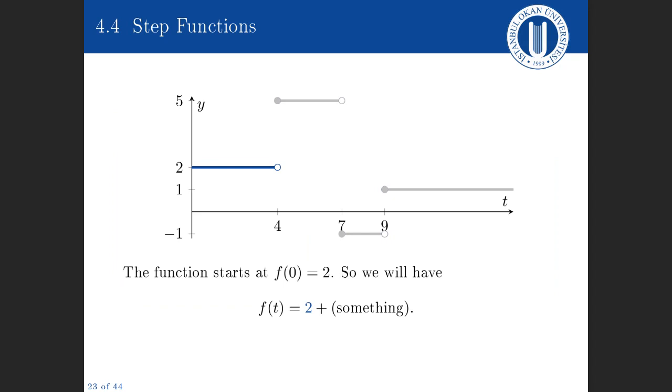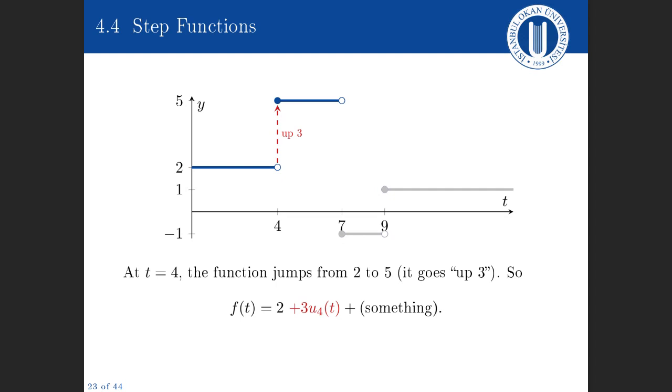What happens when we get to 4? When we're at 4, we go from 2 to 5. We go up 3. So in our function, we're going to do plus 3 because it's going up, and u4 because the change is happening when t is equal to 4. That's the first part of the function, and then it's still going to be plus something because we haven't taken care of the end of the function yet.